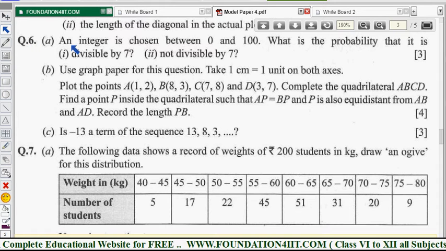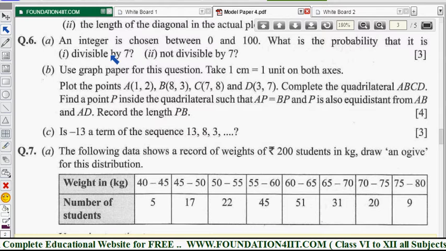In question 6, the first one is from probability. An integer is chosen between 0 and 100, so 0 and 100 are not included. What is the probability that it is divisible by 7 and not divisible by 7? If you find out divisible by 7, it's easy to find out not divisible by 7.